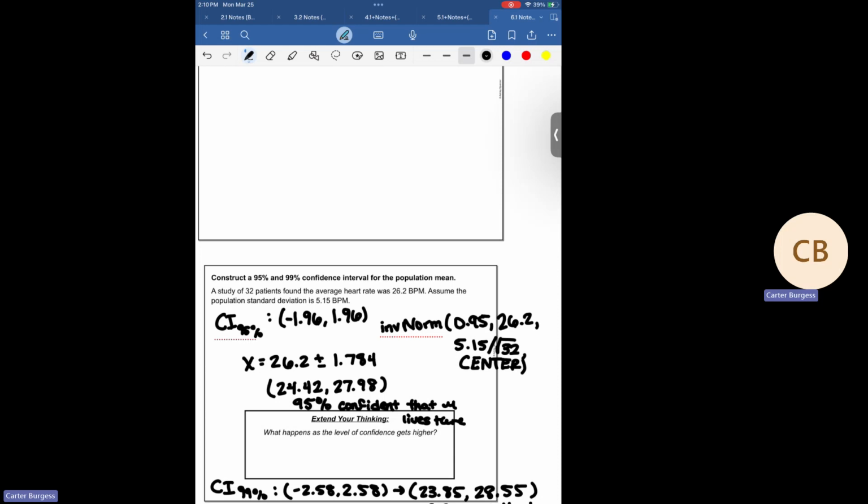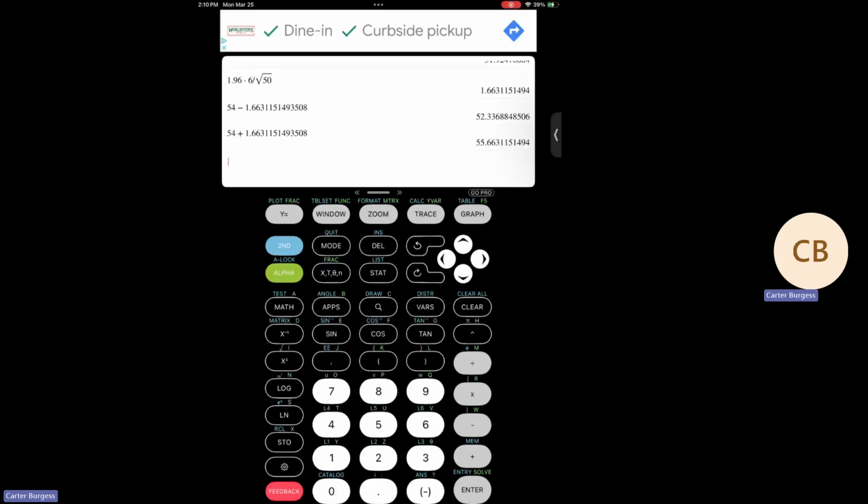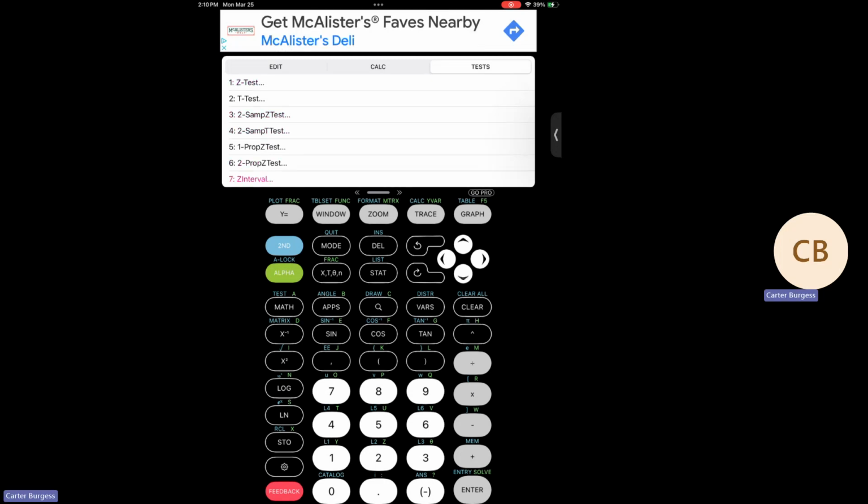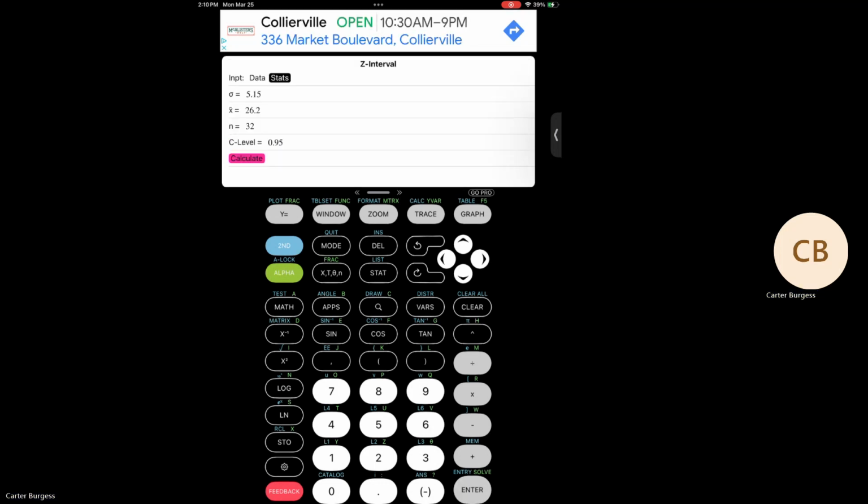That being said, there is another way to do this on the calculator as well. If you go into not second vars, but if you go into stat and you slide over to tests, you're looking at the Z interval for our test. There are two options here. One of the options is actually pretty cool. This will take data and use it to do the computations, which is kind of nice.